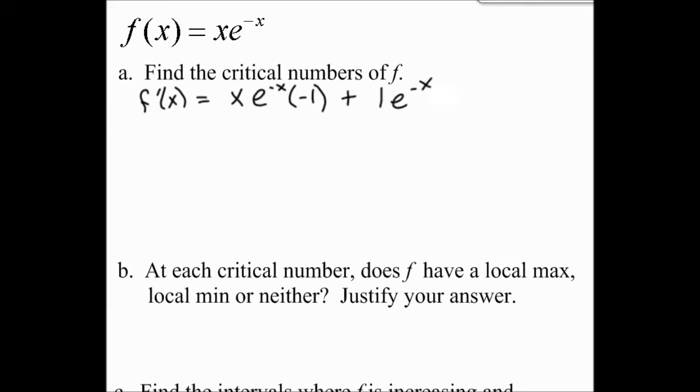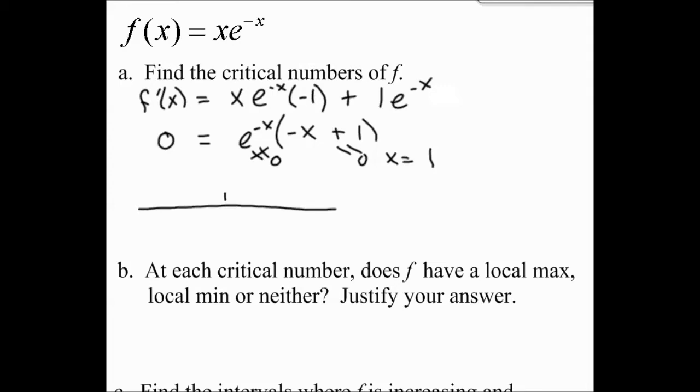All right, now we set that equal to 0, and it might help to factor it. So I'm going to take out an e to the negative x. That's going to leave me with negative x plus 1. Now, e to the negative x will never equal 0 because the exponential function never actually equals 0. But this will equal 0 when x equals 1. So therefore, our only critical number is 1.